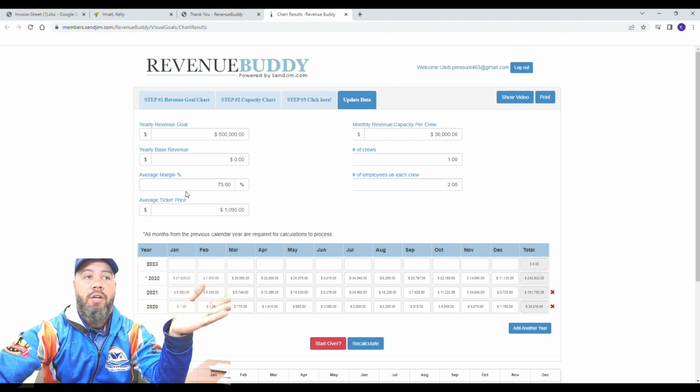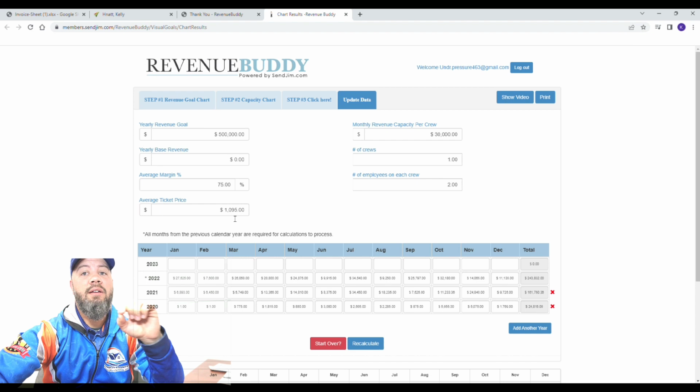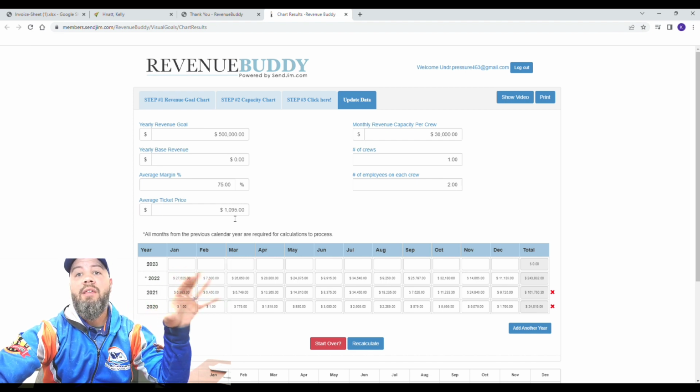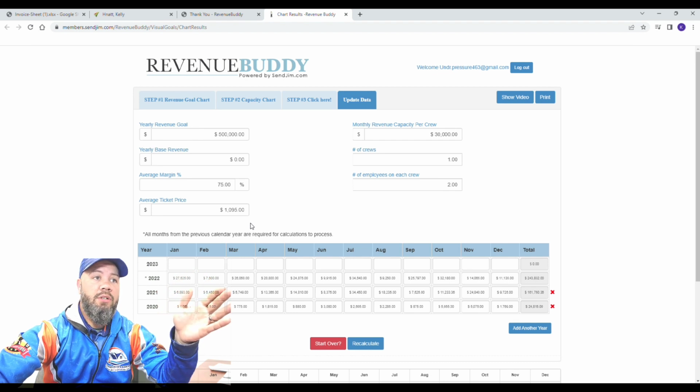Now put in your profit margins, with 75% profit margins. Put in what your average ticket price is. So our average ticket price right now is $1,095. That's very important to the way this system works, so make sure that you know these numbers. Find your average ticket price, put that in.